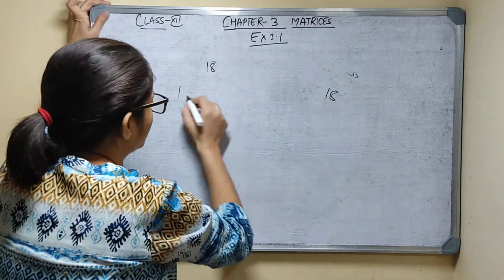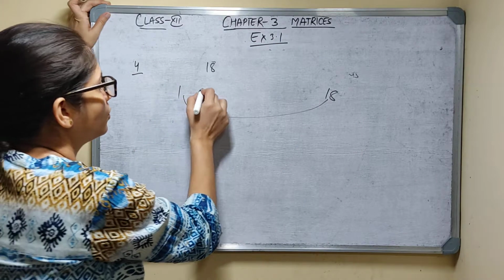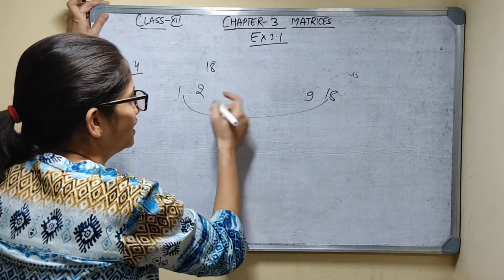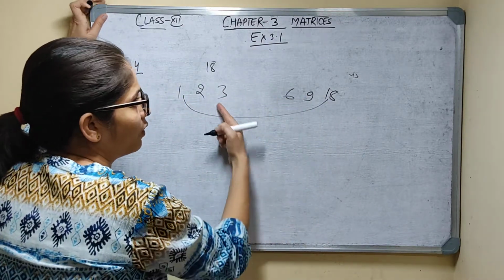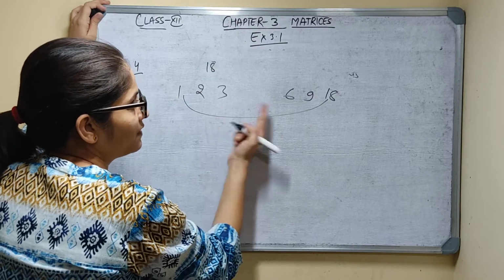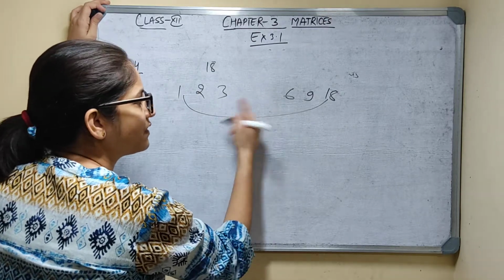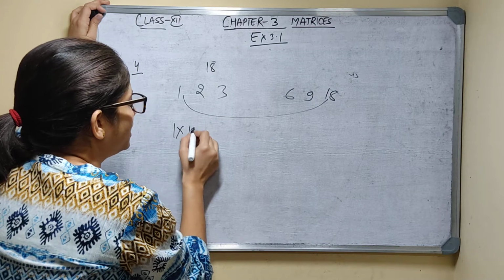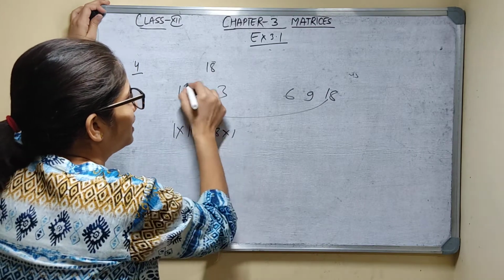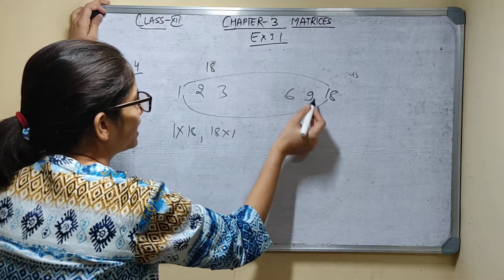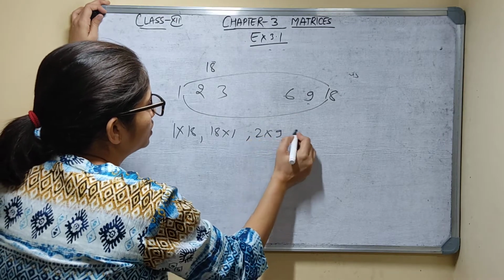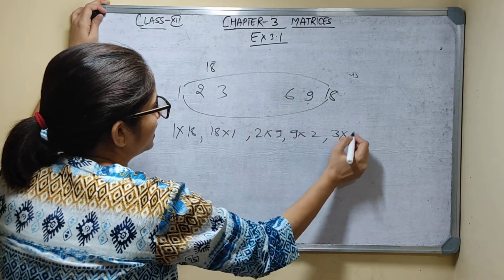1, 18. 1 into 18. Now go to 2. 2 nines are 18. 3 sixes are 18. 4 table it won't come. 5 table it won't come. 6 threes are 18, but 3, 6 is already written, so no need to write. So 1 into 18 one pair, 18 into 1. 2 into 9, 9 into 2. 3 into 6 and 6 into 3.